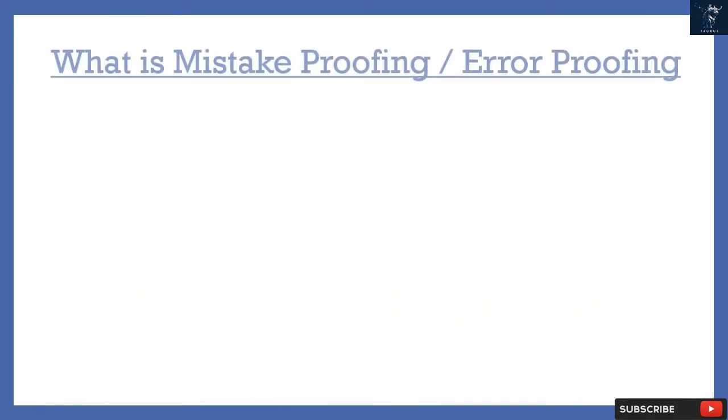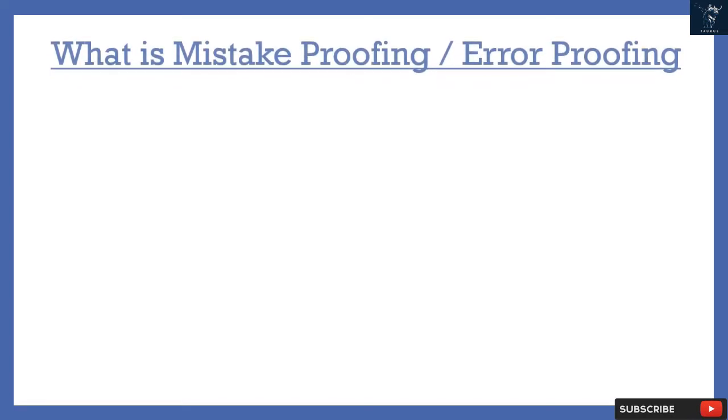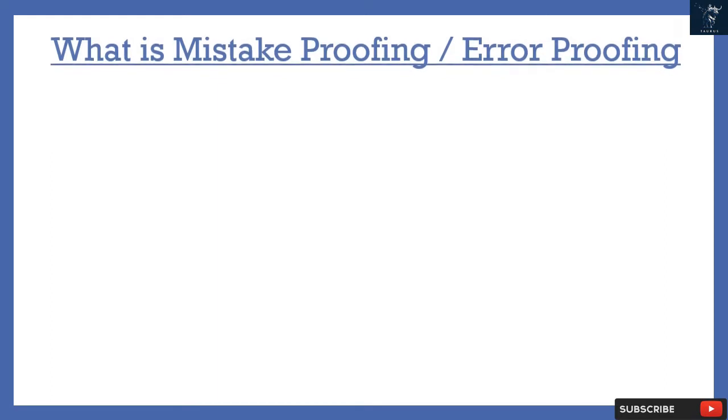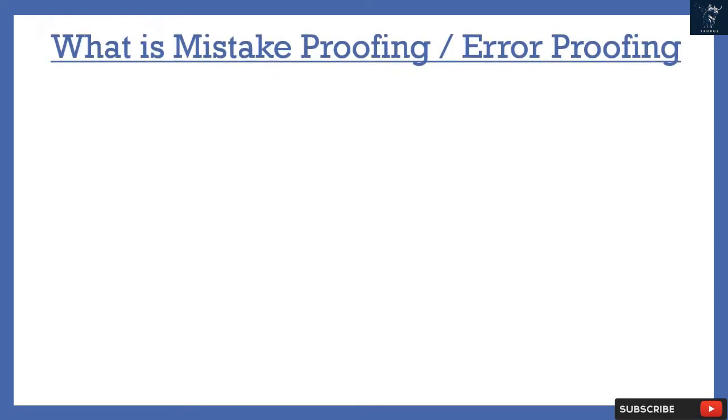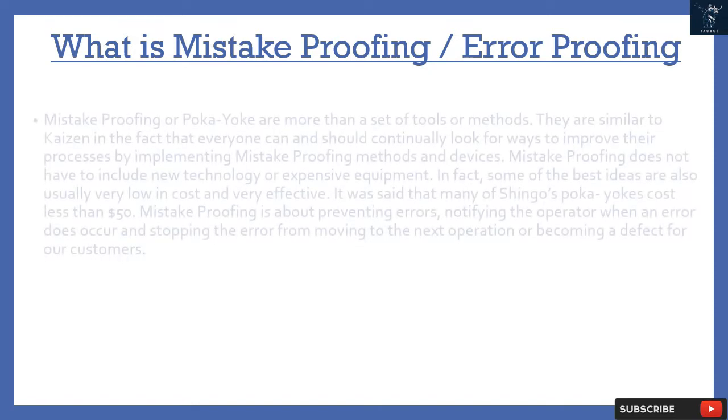Mistake proofing or Poka Yoke are more than a set of tools or methods. They are similar to Kaizen in the fact that everyone can and should continually look for ways to improve their processes by implementing mistake-proofing methods and devices. Mistake-proofing does not have to include new technology or expensive equipment. In fact, some of the best ideas are also usually very low in cost and very effective. It was said that many of Shingo's Poka Yokes cost less than $50.